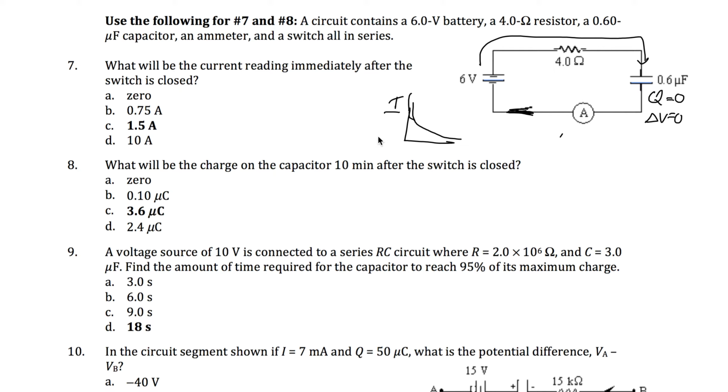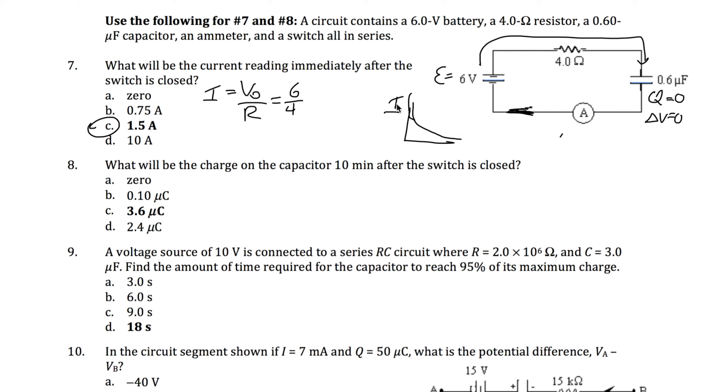So to find that maximum current, we can just use I is V0 over R, where V0 you could actually write as E, which is 6 volts. So 6 divided by 4 will give us 1.5 amps.